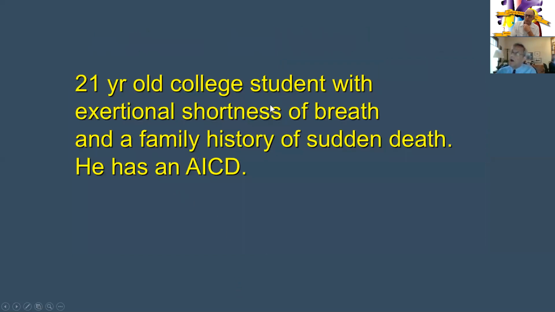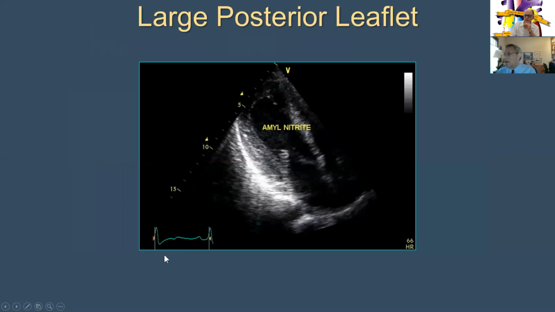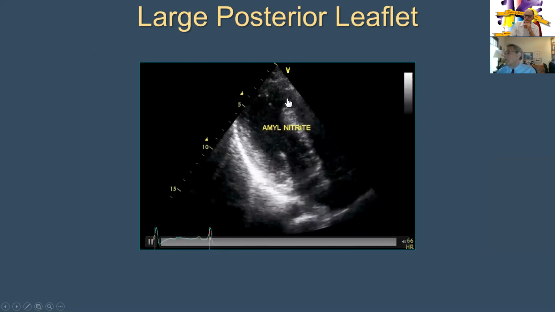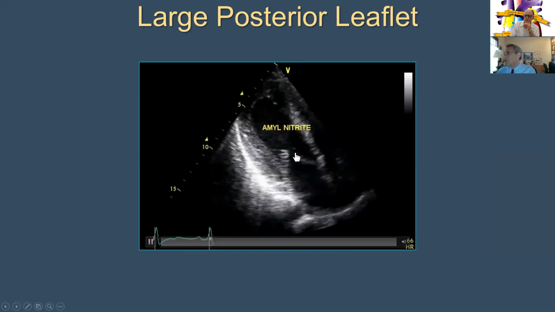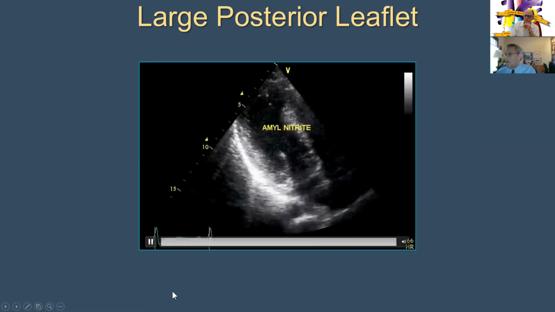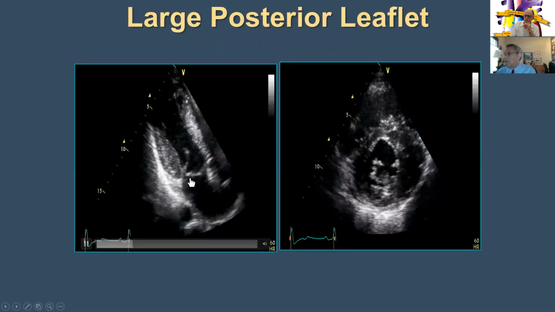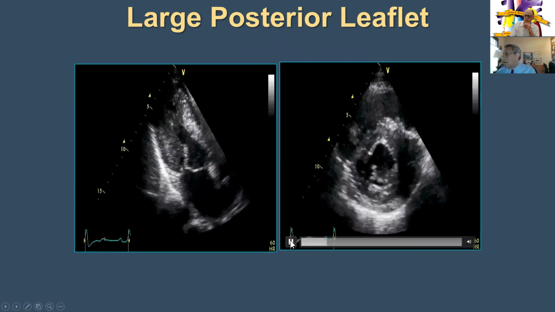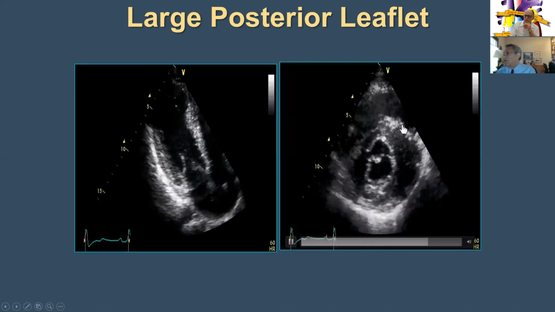Next was a 21-year-old college student with exertional shortness of breath and a family history of sudden death. He already had an ICD when I saw him. And interestingly, with amyl nitrite, this patient had posterior leaflet SAM with minimal proximal septal hypertrophy. There was some more hypertrophy closer towards the apex. But look at this marked systolic posterior leaflet SAM. And here again, we see posterior leaflet SAM and lateral wall hypertrophy. Anteriorly, there was not much hypertrophy.